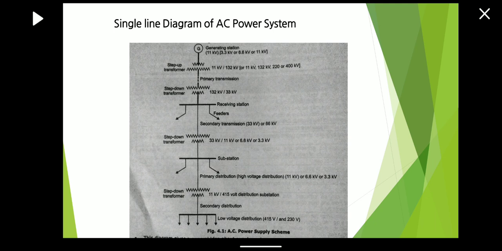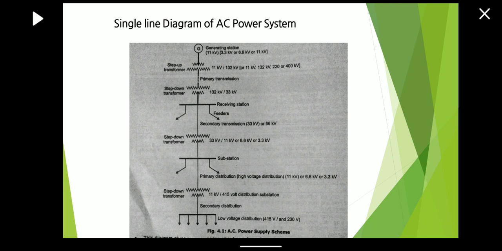Then the secondary transmission system. At the receiving station, the voltage is stepped down from 132 kV to 33 kV or 66 kV by means of a step down transformer. From the receiving station, electrical power is transmitted to the substation located at a particular point in the city. An overhead 3-phase 3-wire system, that means a tower line or iron pole, is used for this.